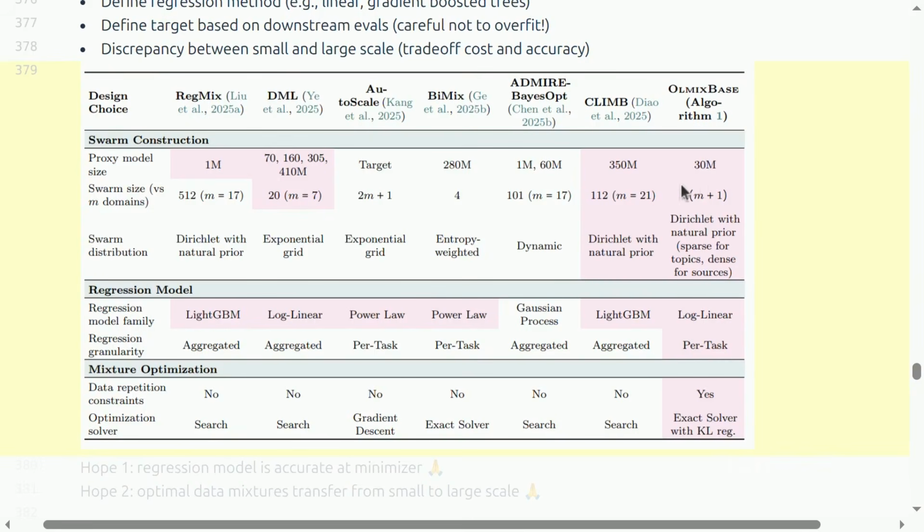The size of the proxy models is generally fairly small, tens of millions of parameters. How many points, how many mixtures do you sample? M here being the number of domains. And you can use Dirichlet, you can use exponential, and then for the regression model, you can fit a log linear model, which tends to work pretty well. And then you can use different ways to solve this optimization problem.